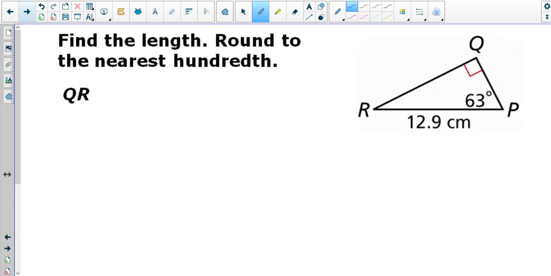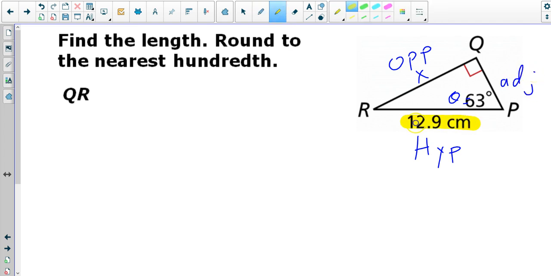Find the length of QR. So I'm going to put an X there where we're looking for QR. I'm going to go ahead and put my theta here at angle P and start to label. This one is a little tricky because the hypotenuse is down on the bottom. RP is the side opposite of the right angle, so that's the hypotenuse. The side that does not touch the 63 degrees is the opposite, and the last one is the adjacent.